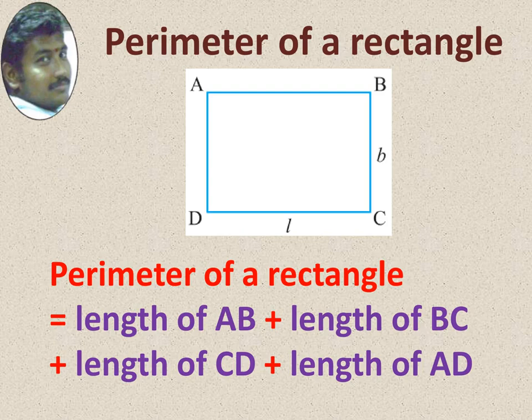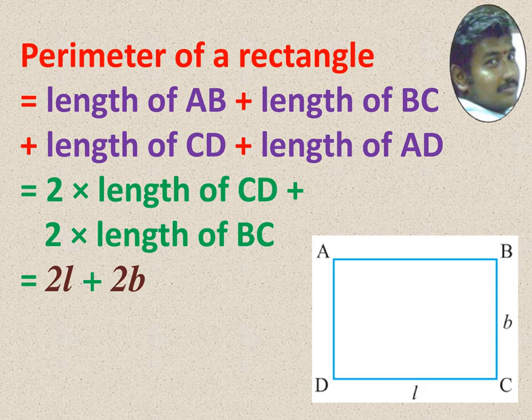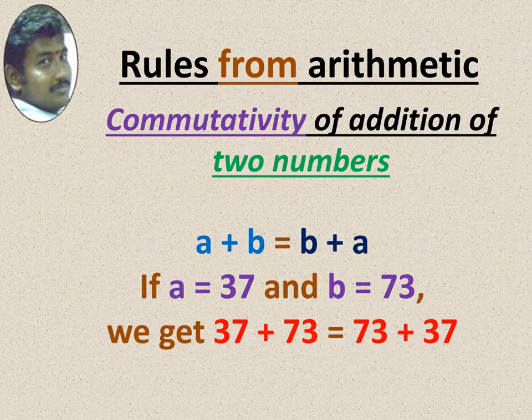Next, the perimeter of a rectangle. Here you see ABCD is a rectangle. DC equals AB, so DC is L and AB is also L. AD equals BC because opposite sides are equal, so AD is B and BC is also B. The perimeter of a rectangle is equal to the length of AB plus BC plus CD plus AD, which is 2 times the length of CD plus 2 times the length of BC. Since AB equals CD, that is 2L, and AD equals BC, so 2B. So 2L plus 2B is equal to the perimeter of a rectangle.